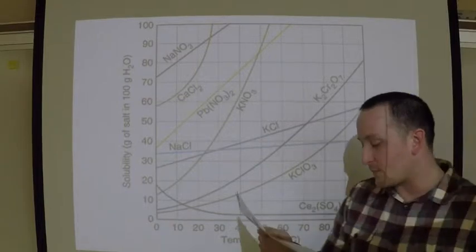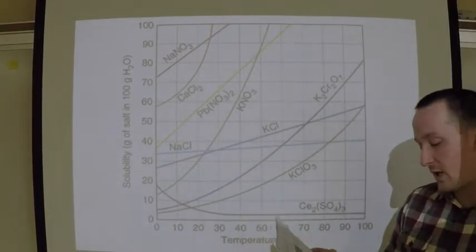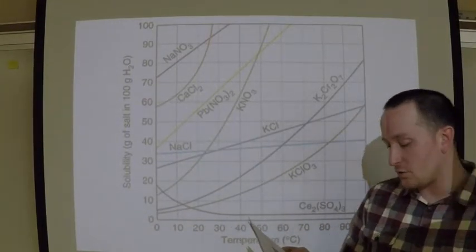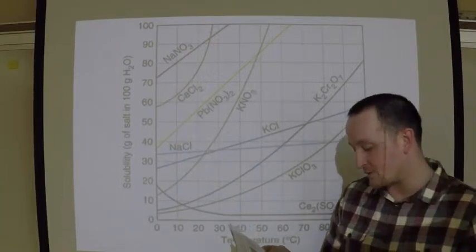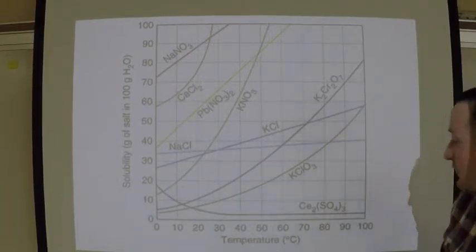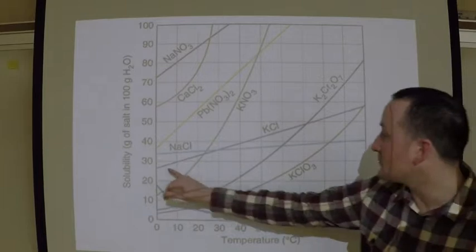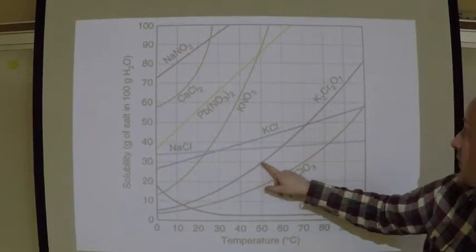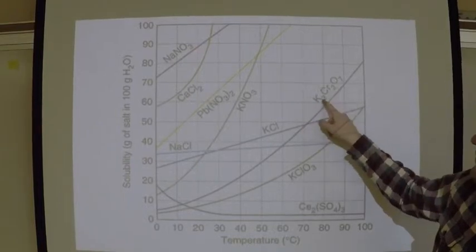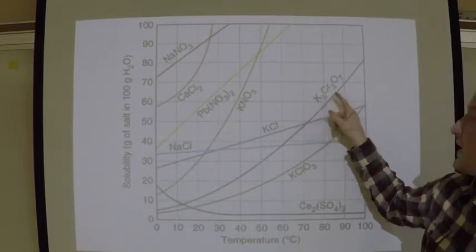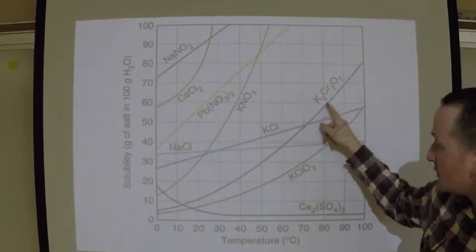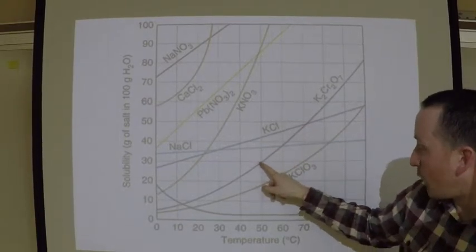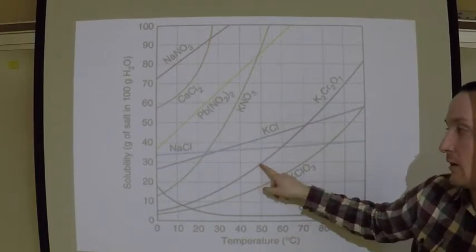Number 3 says, what type of solution is formed when 30 grams of K2Cr2O7 is dissolved in 100 grams of water at 50 degrees Celsius? So I have 30 grams at 50 degrees Celsius, so I'm looking right here. And it says the substance is K2Cr2O7. So at that point, it is right on that line.